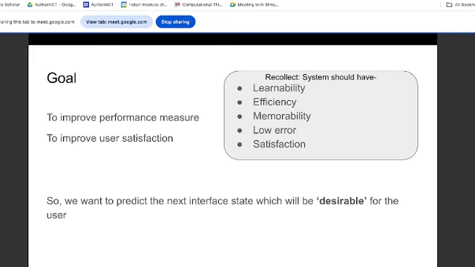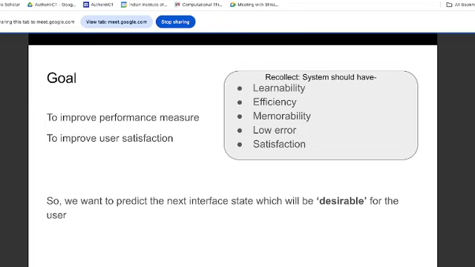Low error is the desirable system. Actually, the terminology is error, but here I'm expressing it as low error because the system should have low error. So the error proneness of the system should be lower, and the satisfaction that the user gets out of interacting with your system or your software should be high. So these are all the ways in which to achieve that. These are all the goals.